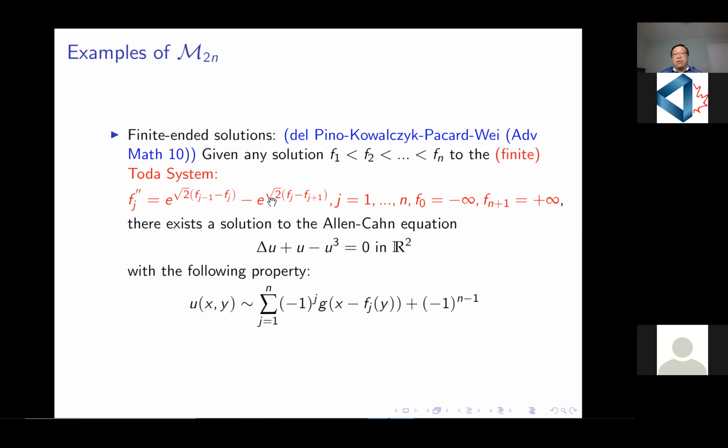So it's very interesting. This is the first time you see that the Toda system is embedded in the Allen-Cahn equation. Such a simple equation, Allen-Cahn, and inside you see a Toda system. This is what we discovered.